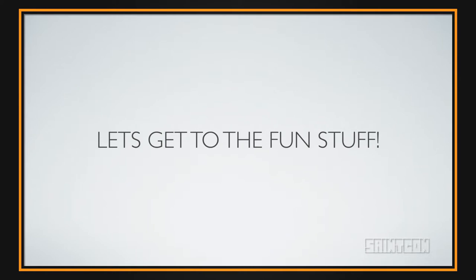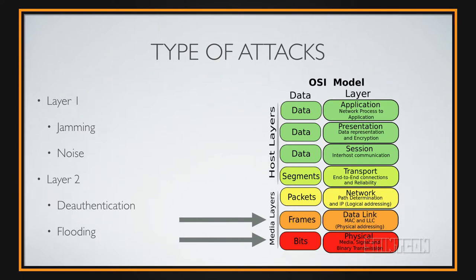Okay, so let's get to the fun stuff, the stuff of how we can break Wi-Fi. We're going to talk about two main types of attacks. If you look back at the OSI model, for those who know the OSI model, we're going to talk about layer one attacks and layer two attacks. Layer one attacks have to do with the physical medium, RF, the frequencies. That's the physical medium. Layer two is the data link layer, or frames, and we're going to talk about types of attacks on that.